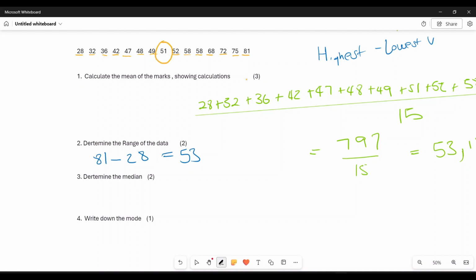Now, my number of values on my right hand side should be equal to my number of values on my left hand side. So here I have 1, 2, 3, 4, 5, 6, 7 this side. Same applies the other side. I have 1, 2, 3, 4, 5, 6, 7. So 51 would be my middle value.